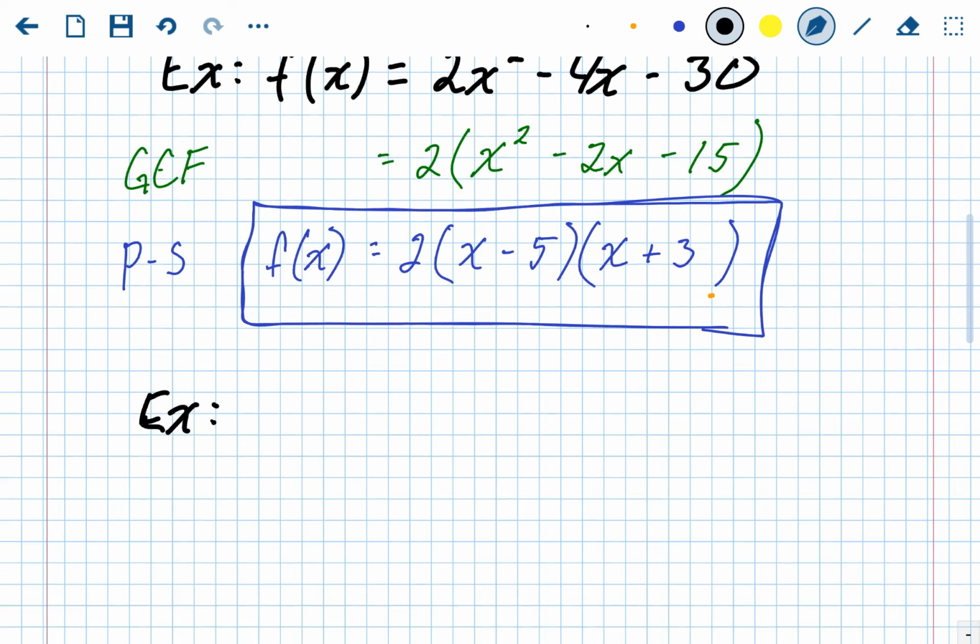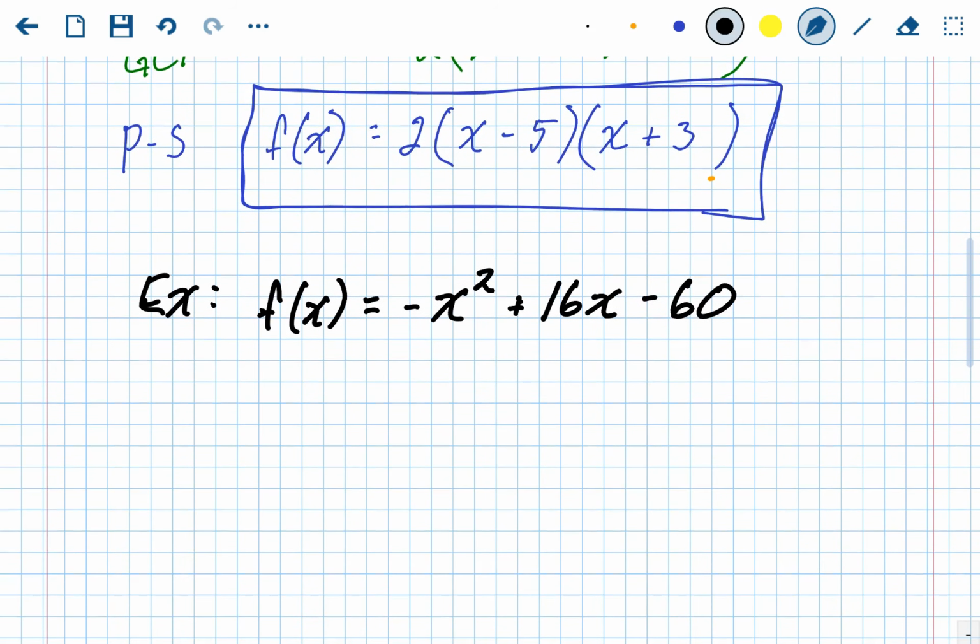Okay. All right, so the second one, let's do f of x equals negative x squared plus 16x minus 60. Okay. Again, we're going to have to factor. So first things first, look for GCF. Okay. Well, you got negative 1, you got 16, and you got 60. There's not going to be a greatest common factor there.